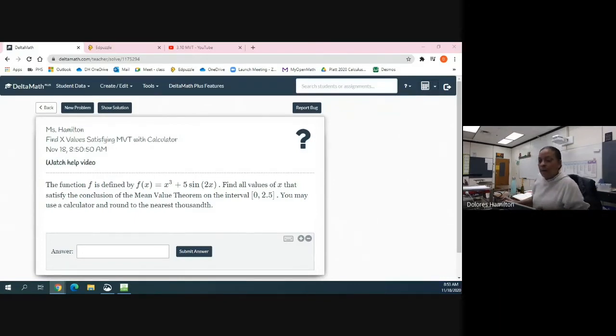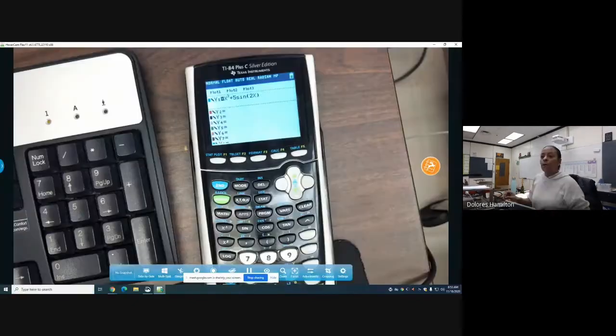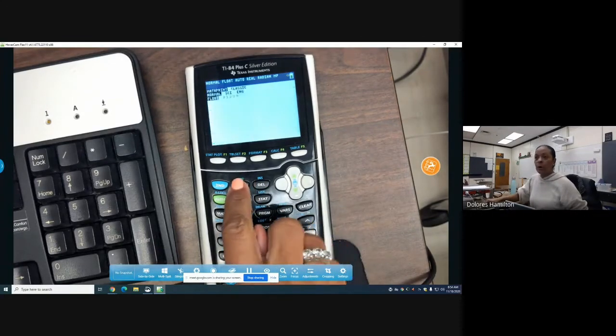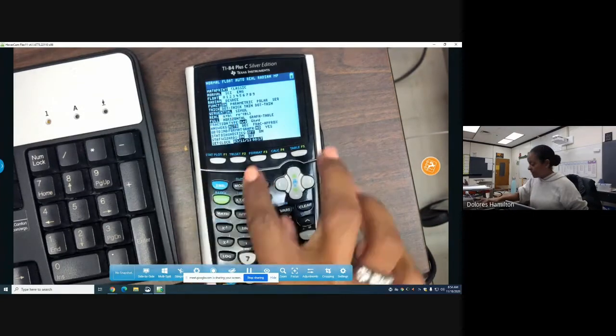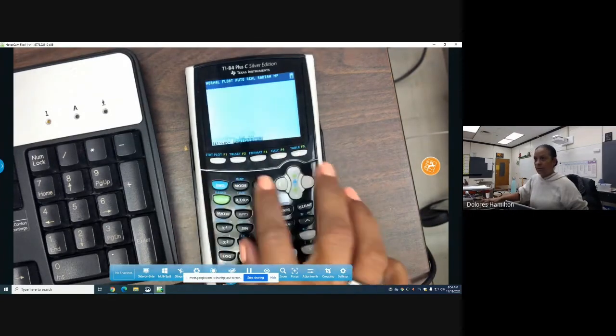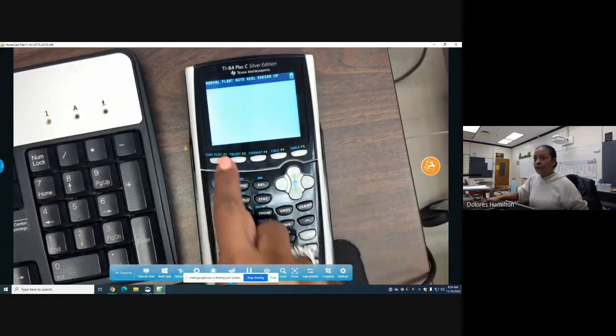So now we're going to use our calculators. In our y equals, we're going to type in our function, x cubed plus 5 sine 2x. We're also going to go to mode and make sure that we are in radians. Keep it there, unless you do physics and you need it in degrees. Anyway, so that's now in my y equals.